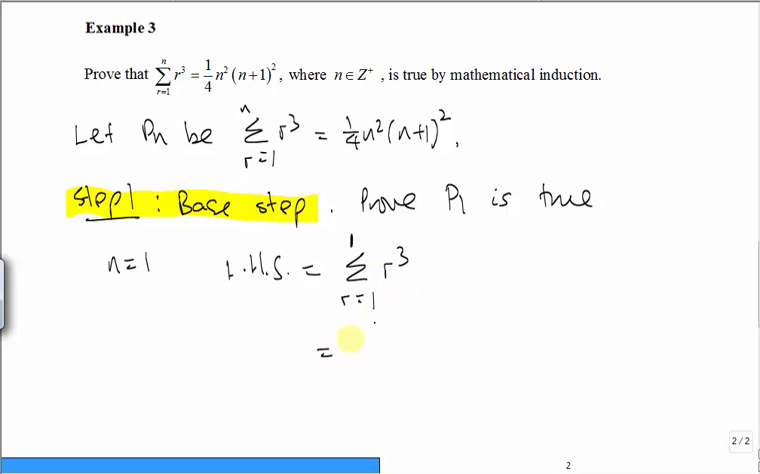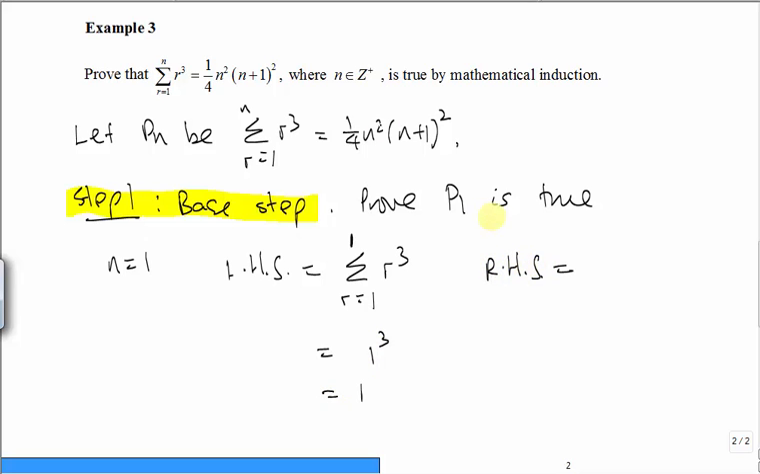And this will give us 1 cubed. Okay, r starts from 1. You substitute 1 into here, and it's supposed to stop at 1 as well. So the summation of this expression will be just 1 cubed, which will give us the value of 1.